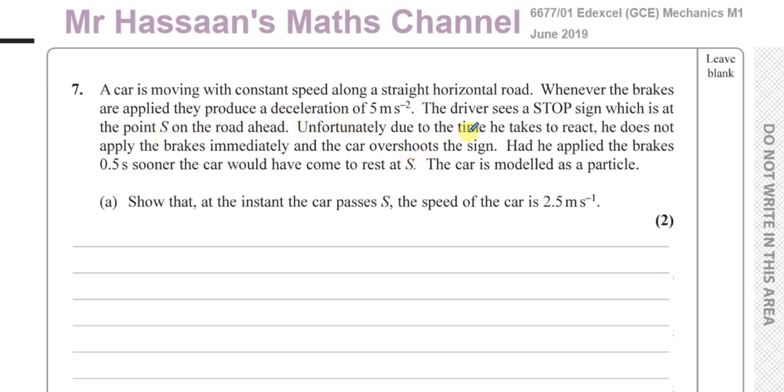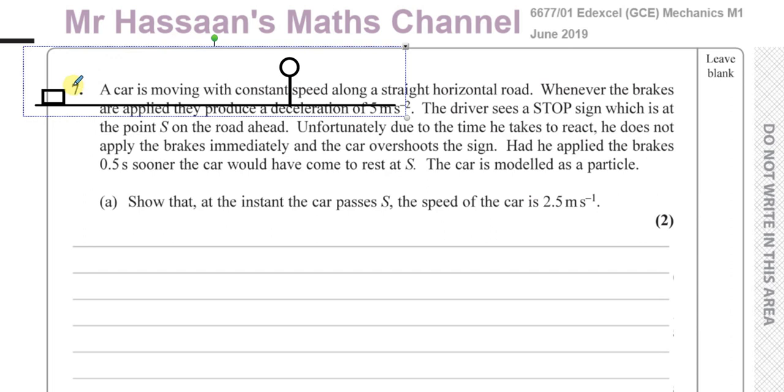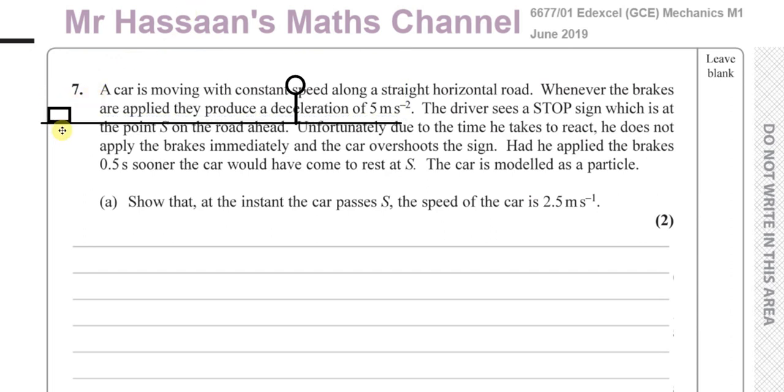Unfortunately, due to the time he takes to react, he does not apply the brakes immediately and the car overshoots the sign. Had he applied the brakes 0.5 seconds sooner, the car would have come to rest at S. The car is modeled as a particle. We've got to first show that at the instant the car passes S, the speed of the car is 2.5 meters per second. So basically what we have here is a road and the car and a stop sign.